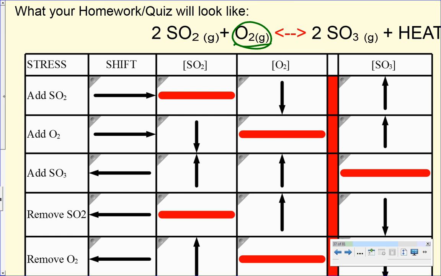If I remove SO3, if I'm removing this from the system, it won't be available to break down into SO2 and O2.